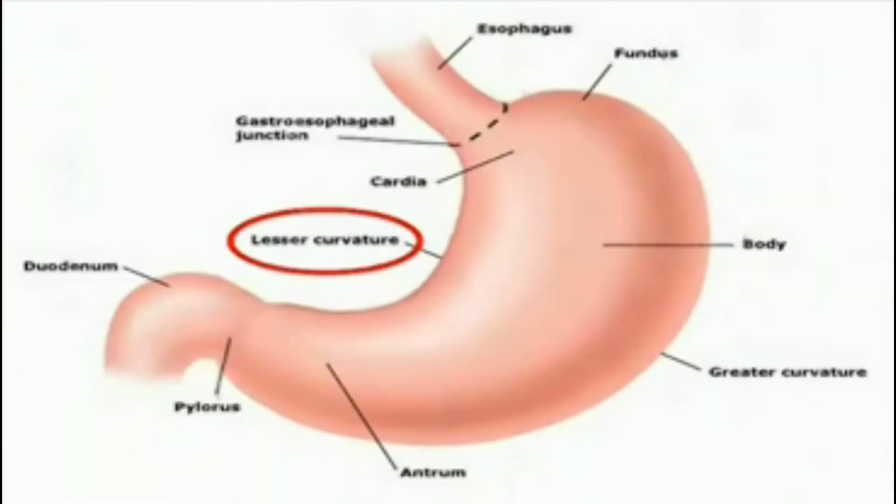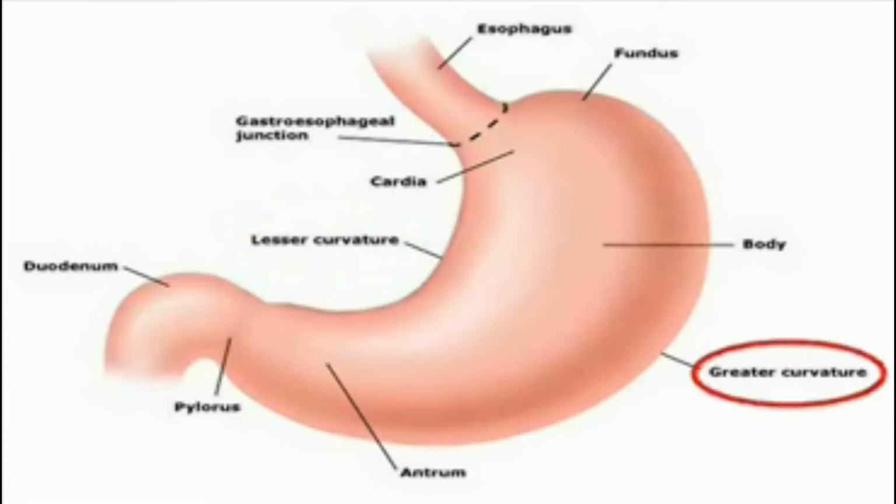The stomach also features two curvatures. The lesser curvature forms the shorter concave right border of the stomach. The angular incisure, the most inferior part of the curvature, indicates the junction of the body of the stomach and pyloric part of the stomach. And the greater curvature forms the longer convex left border of the stomach.